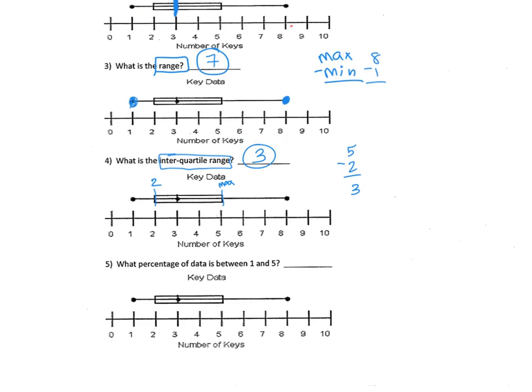Okay, then on number 5, what percentage of the data is between 1 and 5? 75%. Yeah, my bad. We've got 25, 25. Should be 75%.